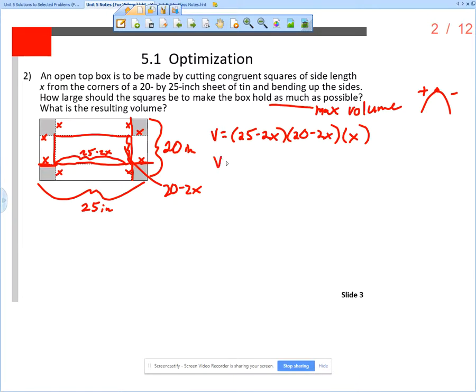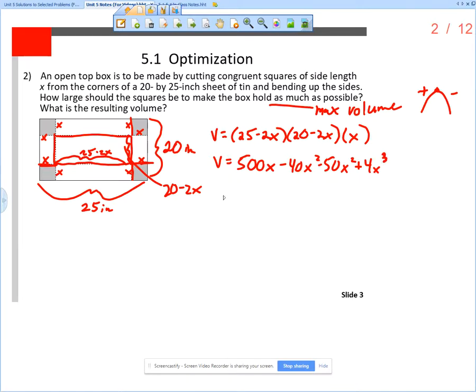Now, in order to do that, the first thing I'm going to do is multiply this thing out and then distribute an x. So I have 25 times 20, so 25 times 20 is 500. And then I'm going to distribute the x, so I get 500x. Then I have negative 2x times 20, so that'd be minus 40x, but then I'm going to distribute the x to get an x squared. And then I have 25 times minus 2x, that would be a minus 50x, and then I'm going to distribute the x to get x squared. And then I have a minus 2x and a minus 2x, that'd be a plus 4x squared, but then I'm going to distribute the x, so 4x cubed.